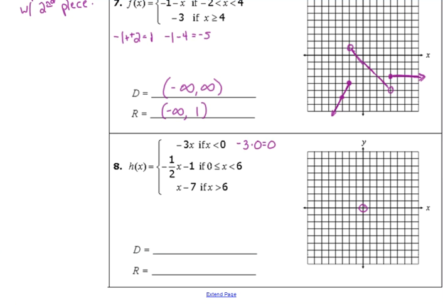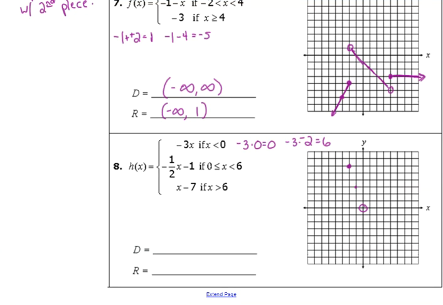I'm exaggerating mine so you can see it. Yours doesn't have to be that big. Just trying to exaggerate. All right. Value to the left, x is less than 0. Give me a number that's less than 0 to plug in. -2. So -3 times -2 is 6. So -2 is what we plugged in, so that's our x. We got out 6. So we got a point.